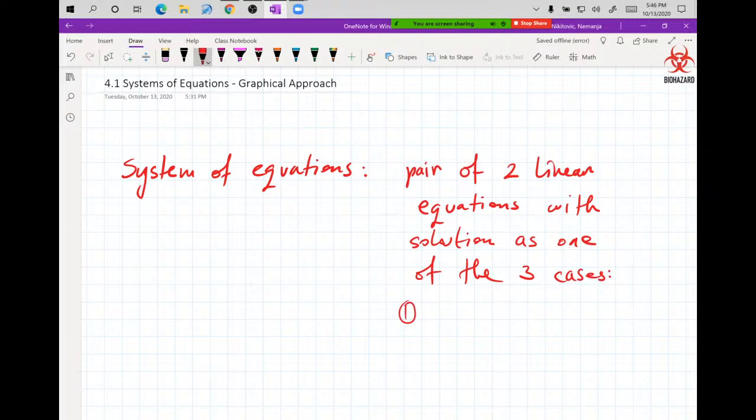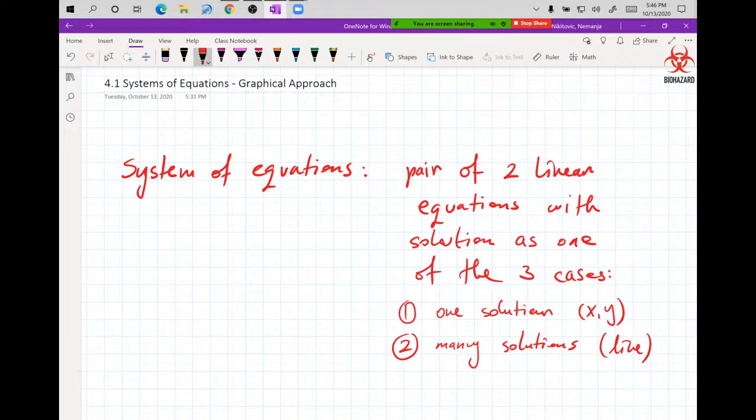Case one: solution, also known as a unique solution, x comma y. Two: many solutions, that will be a line, we'll see that. And finally, three: no solution.